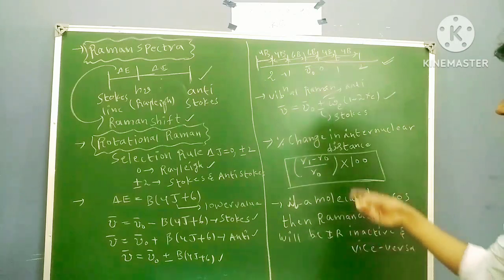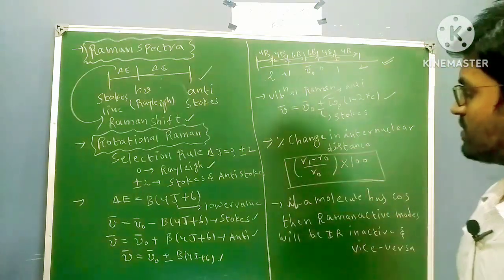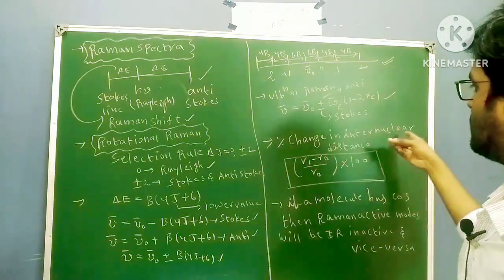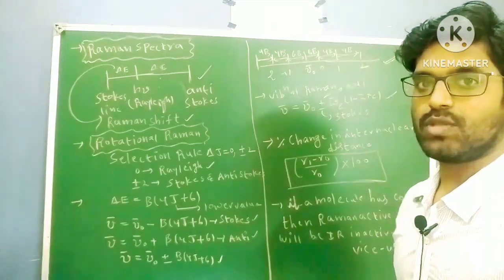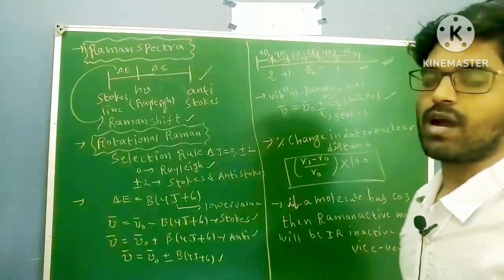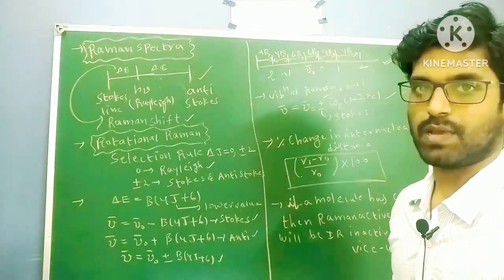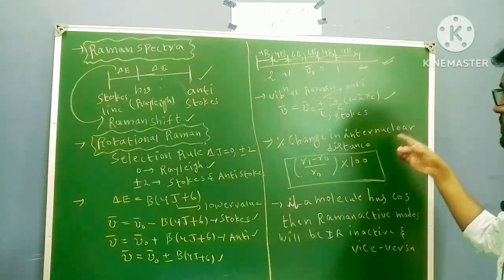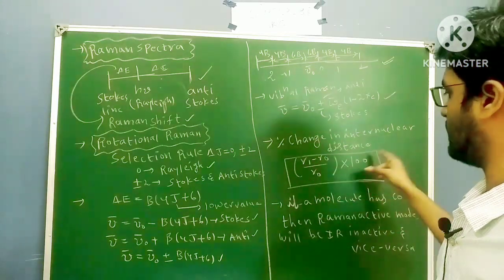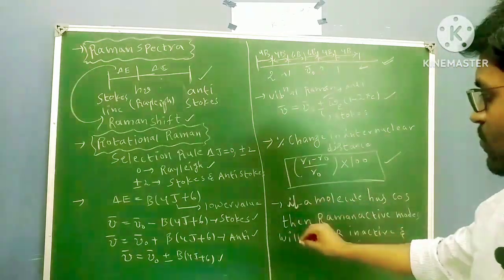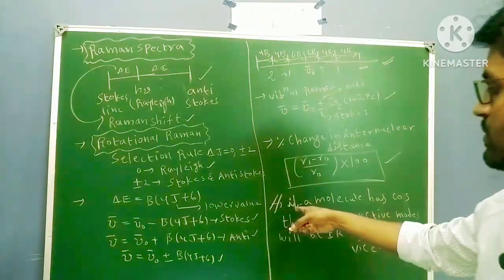Next, a very important formula; one question came on this formula in previous years. The percentage change in internuclear distance, just find out, one question is there, so do that question. Based on this formula you have one question in previous papers. The percentage change in internuclear distance is R1 minus R0 by R0 into 100. A very important formula. Last one, very important, you can expect one question from here.